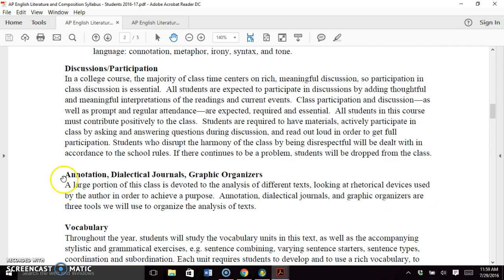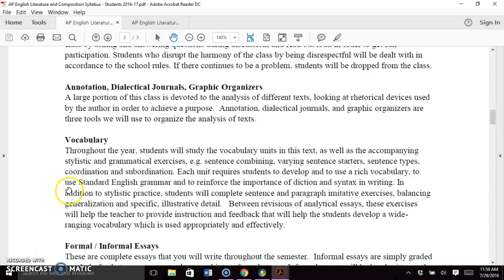We're going to work a lot with annotations and this thing called dialectical journals. You're going to want to kill me after these. And lots and lots and lots of graphic organizers. Vocabulary is going to be fun and exciting.